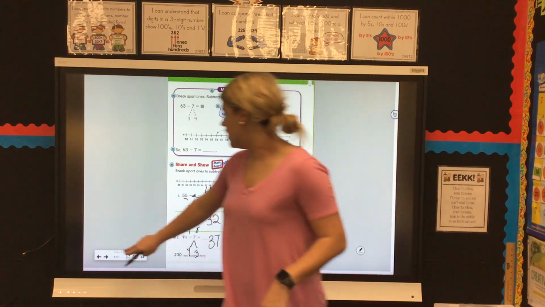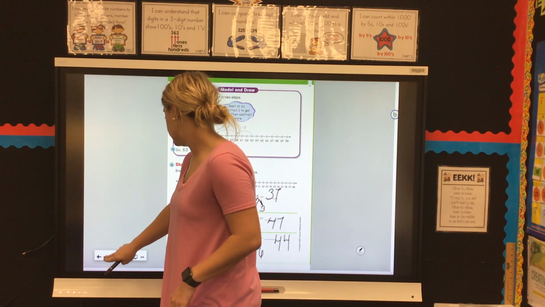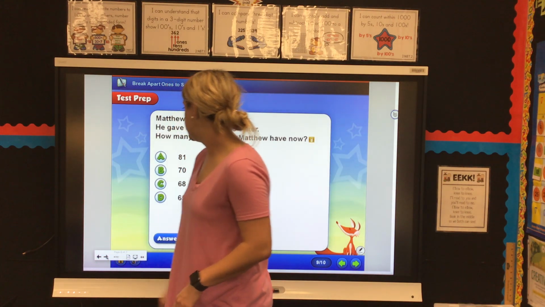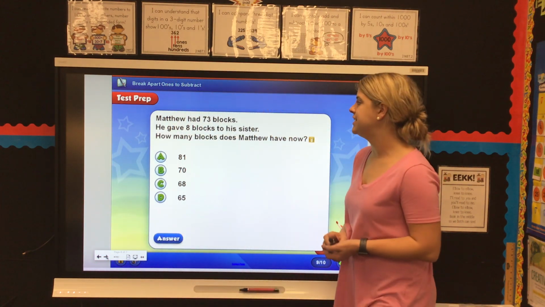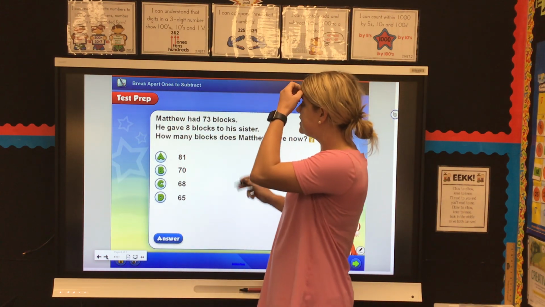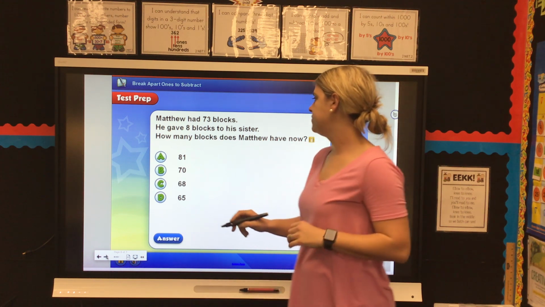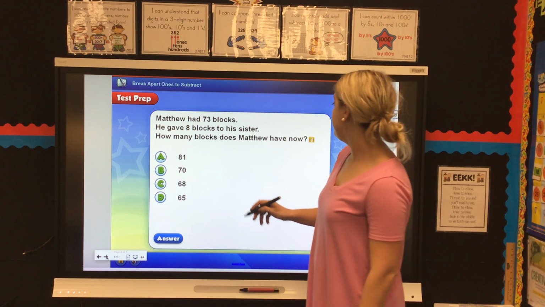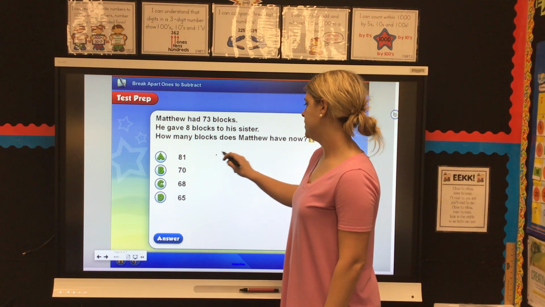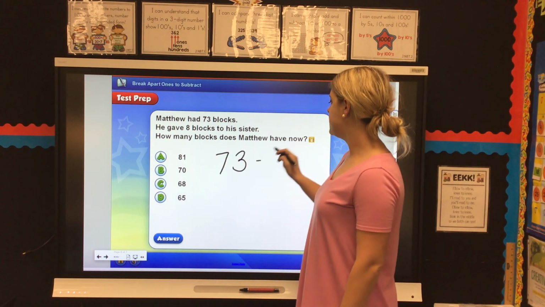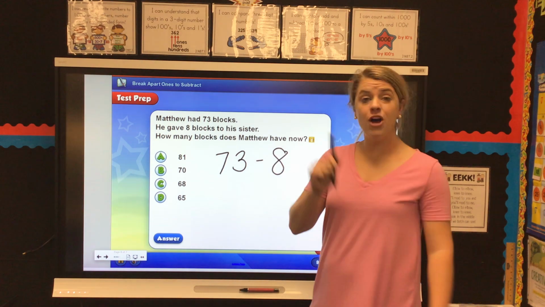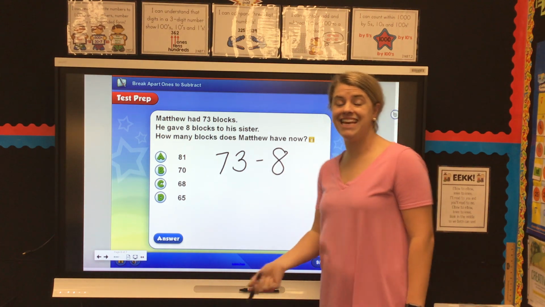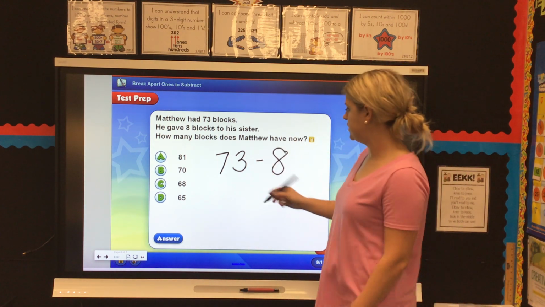All right, so here we go. Let's move on to our word problem for today. It says Matthew had 73 blocks. He gave 8 blocks to his sister. How many blocks does Matthew have now? So we have 73 minus 8. And I know that it's a minus because it says he gave them to his sister.